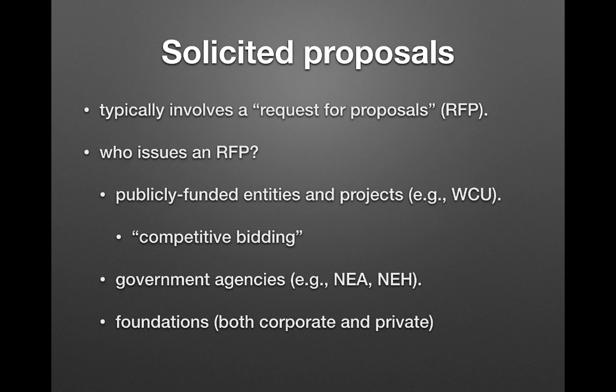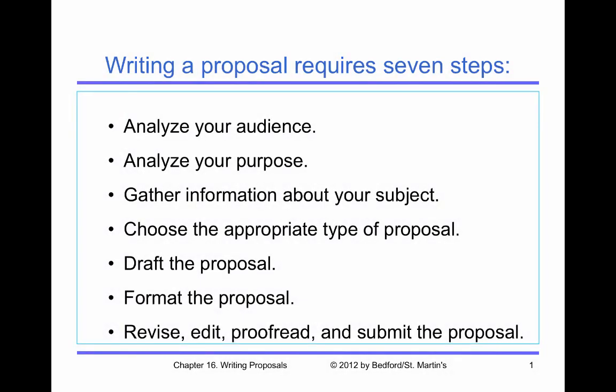I actually have another PowerPoint presentation that I want to share with you, so let me go to that. Okay, this is from an earlier version of our text, but basically it's much of the same information. Writing a proposal requires 7 steps. The first 2 steps are the rhetorical situation, audience and purpose. Then gather information about your subject, so do some research. Choose the appropriate type of proposal, draft the proposal, format it, revise, edit, proofread, and submit. That last step is actually like 4 steps, so I don't know why they say just 7 steps.